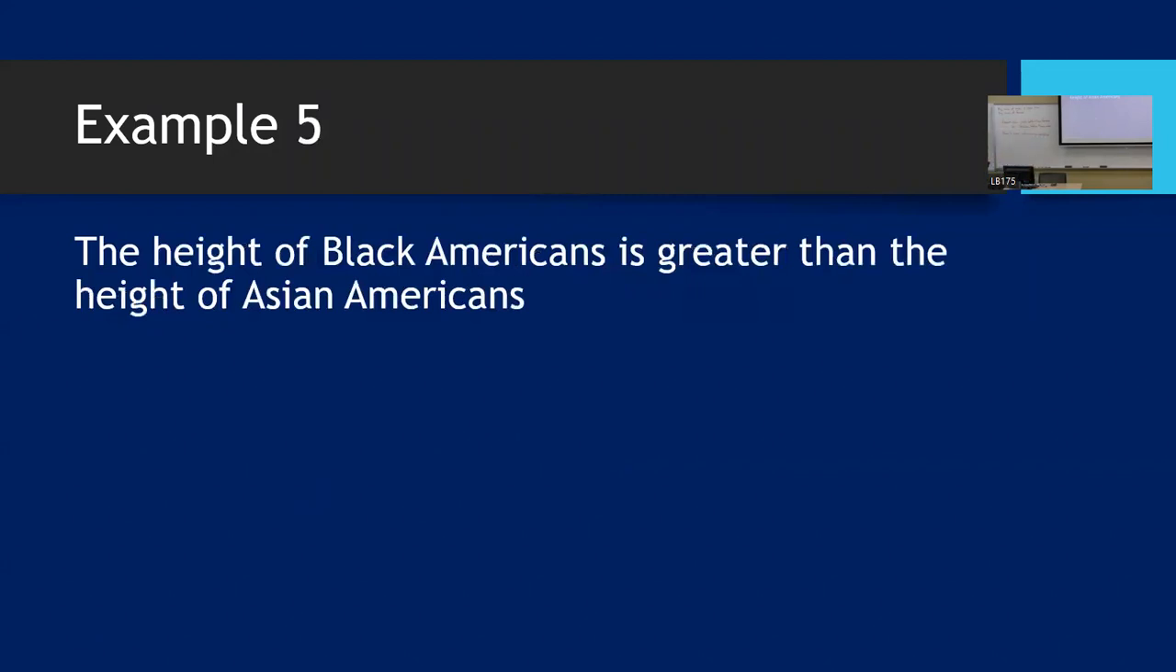Here's another example of that same phenomenon. If you said in America, the average height of Black Americans is greater than the average height of Asian Americans, that's a true statement. You can look up the numbers in the CDC. Same thing with the income. That's a true statement. You can look up the numbers, and it's the Census Bureau. Census Bureau gives you that stuff.